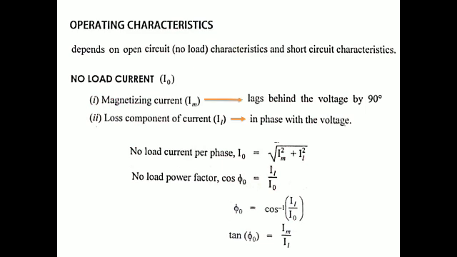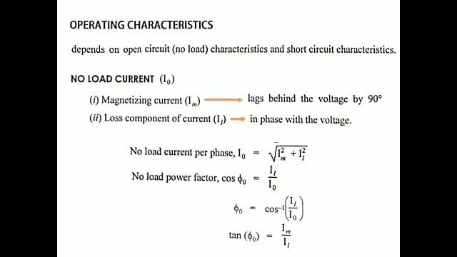With this basic description, I naught is the root of the sum of squares of Im and IL. By this root square summation, we can find the I naught value. With this, we can also calculate the power factor: cos phi naught is defined by the loss current divided by the no load current. We can also calculate the no load angle phi naught by taking the cos inverse, and it is declared as tan phi naught equal to Im divided by IL. These are the basic expressions for determining the I naught value.